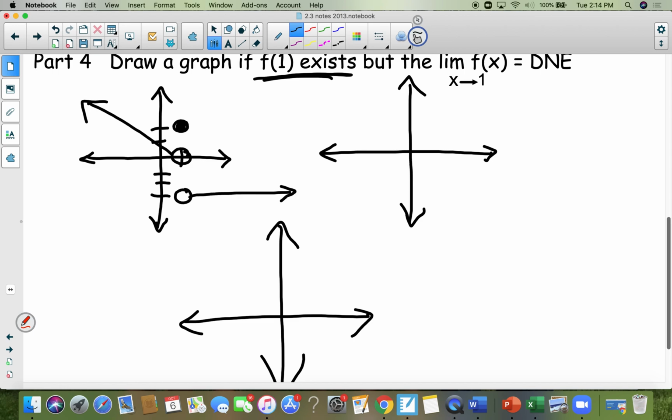Draw a graph if f of 1 exists. f of 1 exists, yes it does, the point actually exists, but the limit doesn't exist because it doesn't come to the same value.